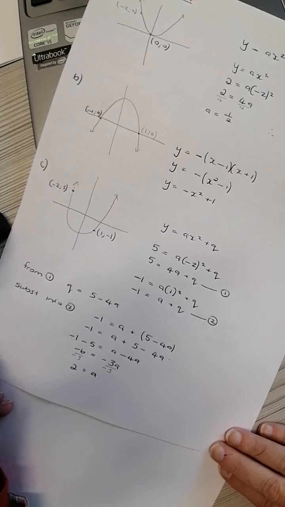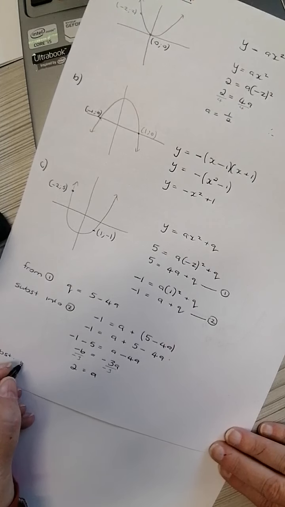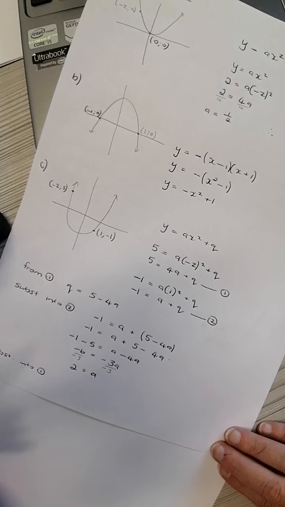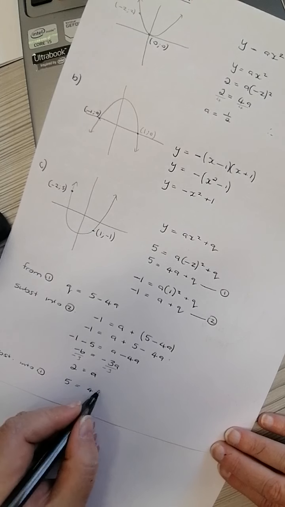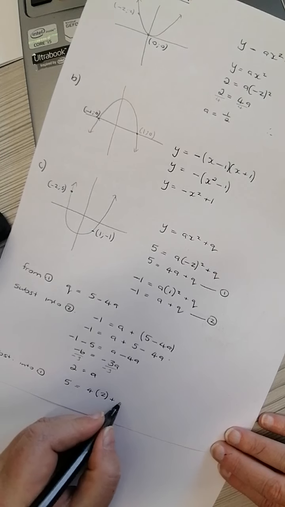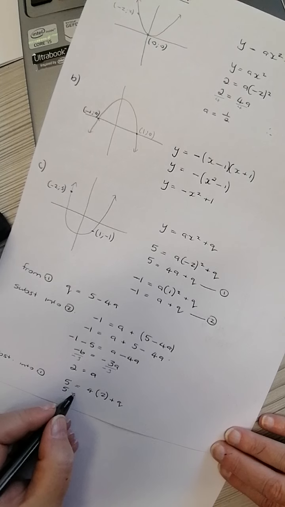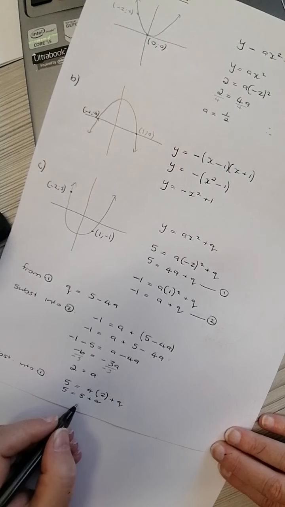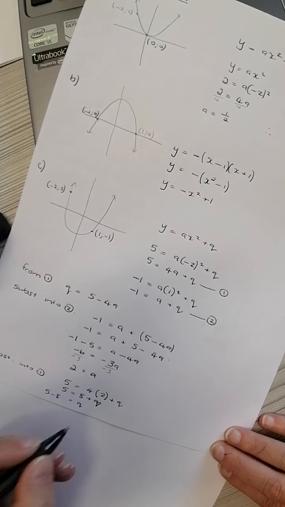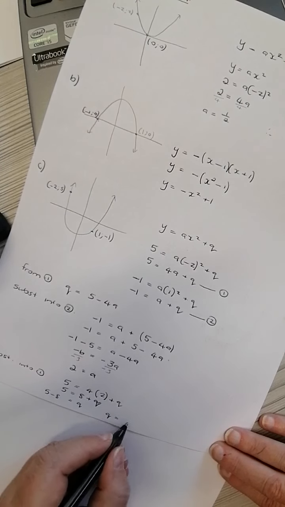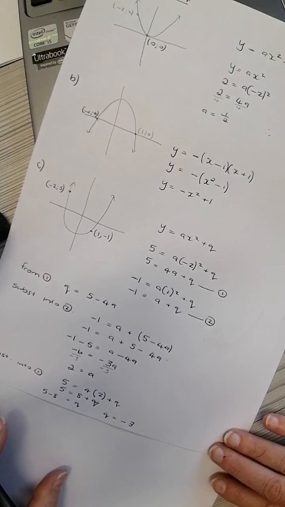Now I can substitute back into equation 1. So from 1 to 2 back to 1. Equation 1 was 5 = 4a + q. 5 = 8 + q. So 5 - 8 = q. So q is equal to -3.